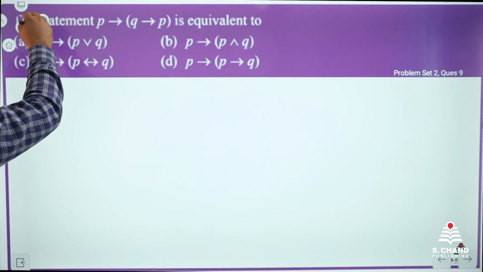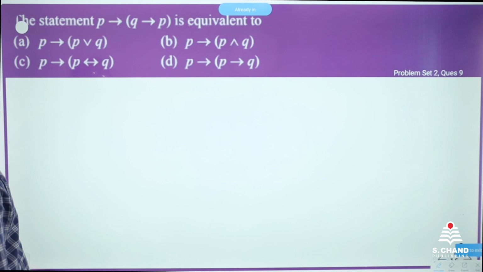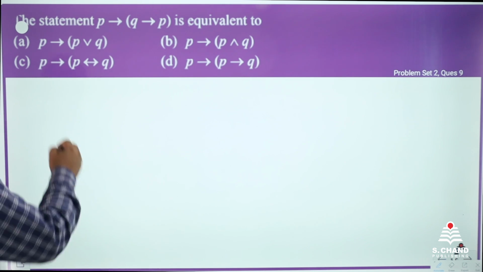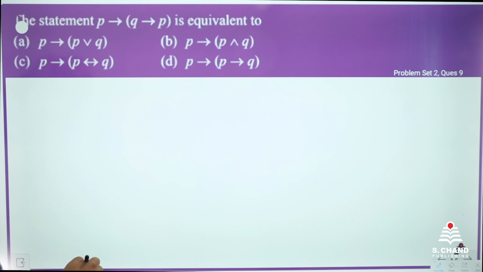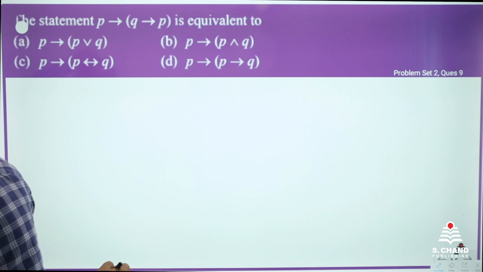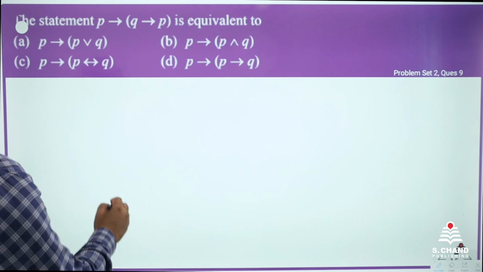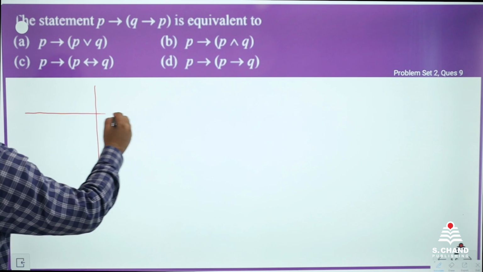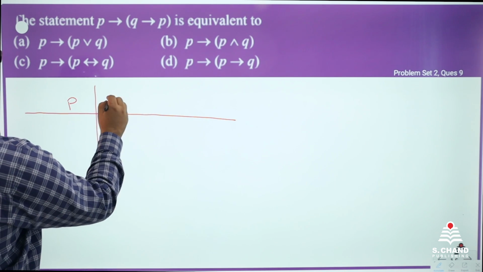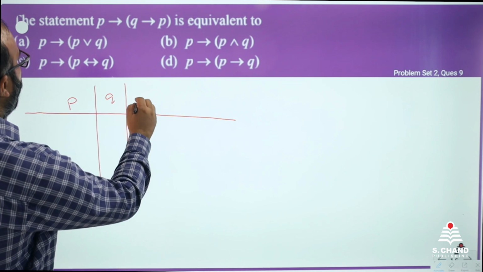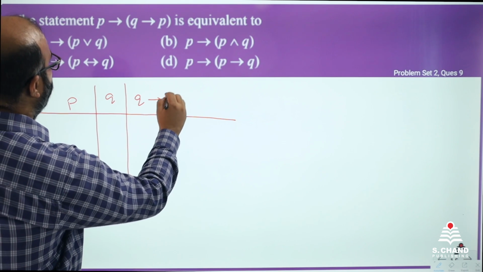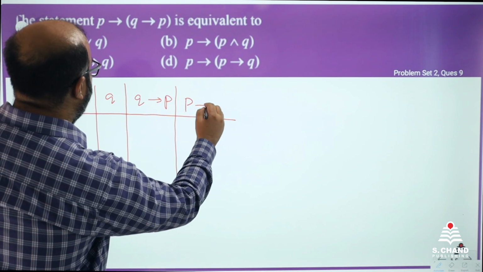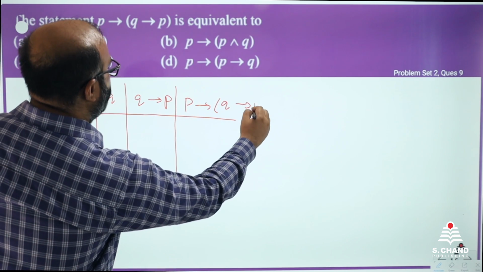The next question says the statement P implies Q implies P is equivalent to. So if you take here the statement, again you have to make the truth table. So if we make the truth table, we get P, Q, and Q implies P, and then P implies Q implies P, like this.